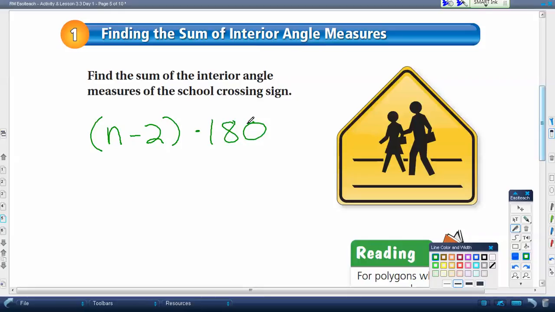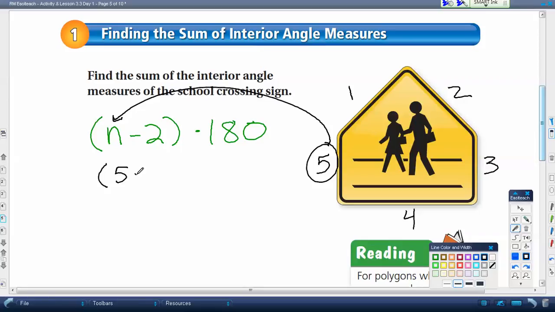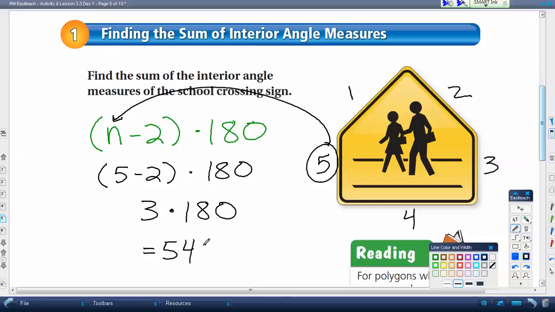So if I take a look at this street sign, the first thing I have to do is take note of how many sides there are. As I take a look at these, there are a total of 5 sides to this figure. So that number is what I'm going to plug in for the number of sides, because this is a 5-sided figure. So I'm going to do 5 minus 2 and multiply that by 180. So what is 5 minus 2? Simple question, right? 5 minus 2 is 3. You multiply that by 180, and you get a total of 540 degrees.